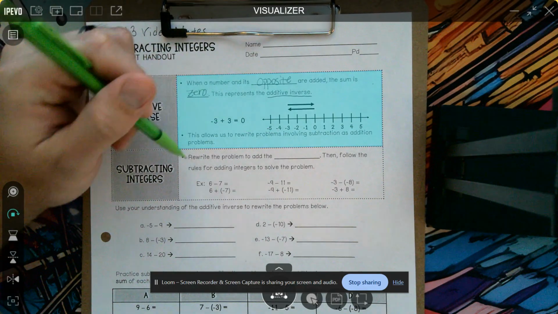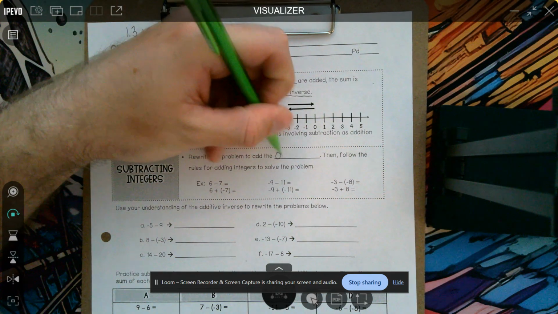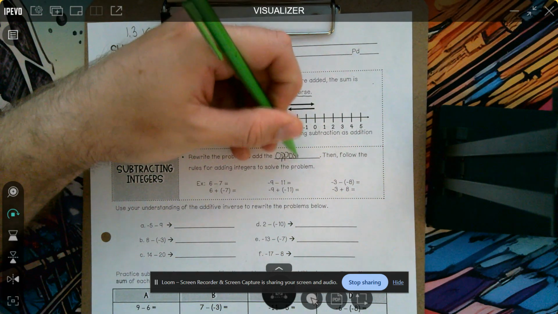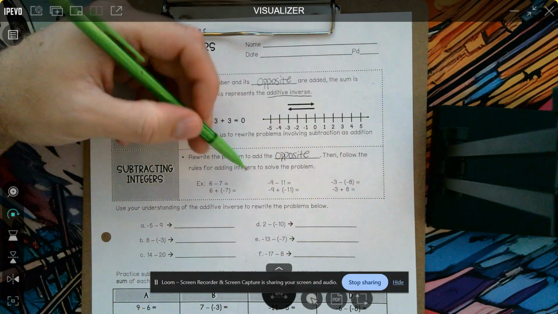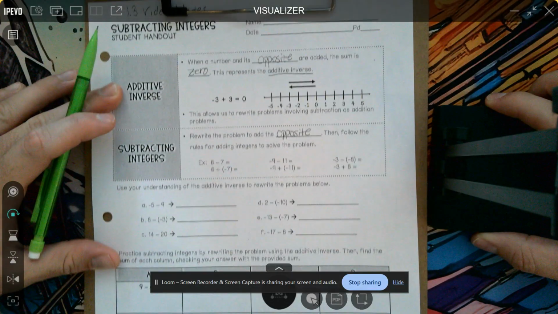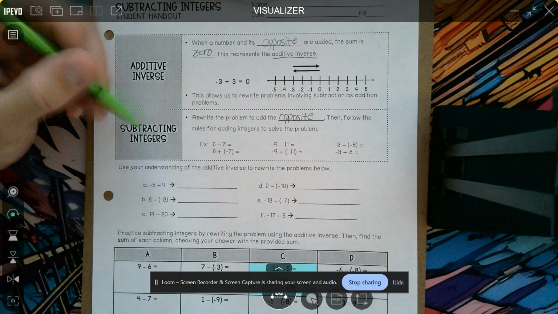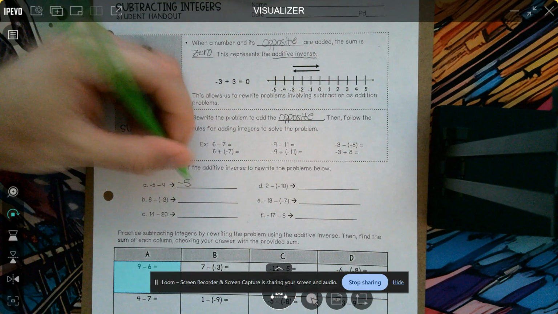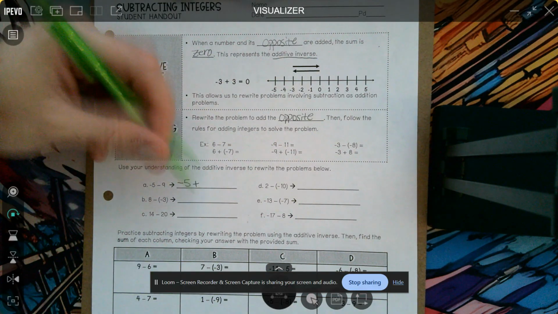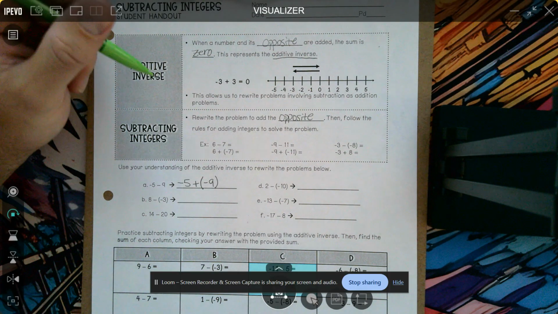Now we're going to rewrite all subtraction problems to addition by adding the opposite. Then you follow the rules for adding integers to solve the problem. Let's do our first example, A, B, and C. On A, -5 minus 9. We keep the -5, we change subtraction to addition, and we add the opposite. 9 becomes -9. We're just practicing adding the opposite.